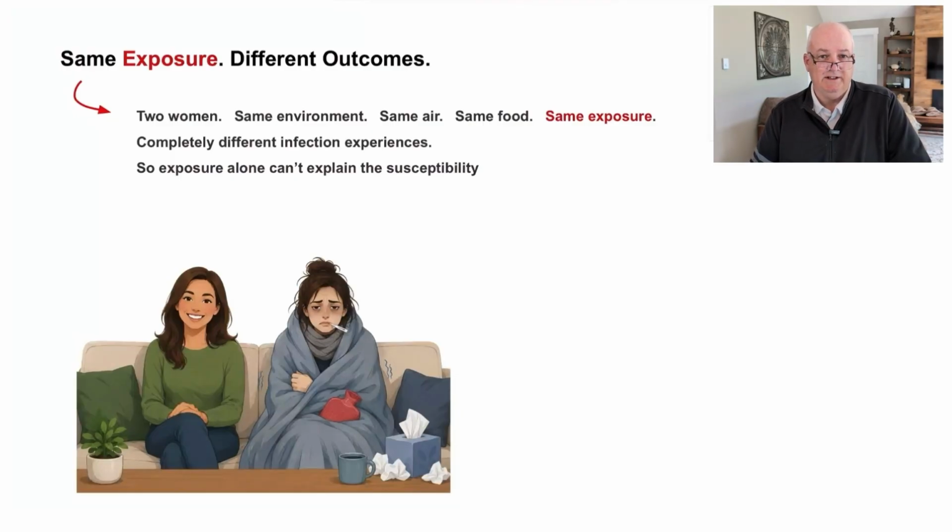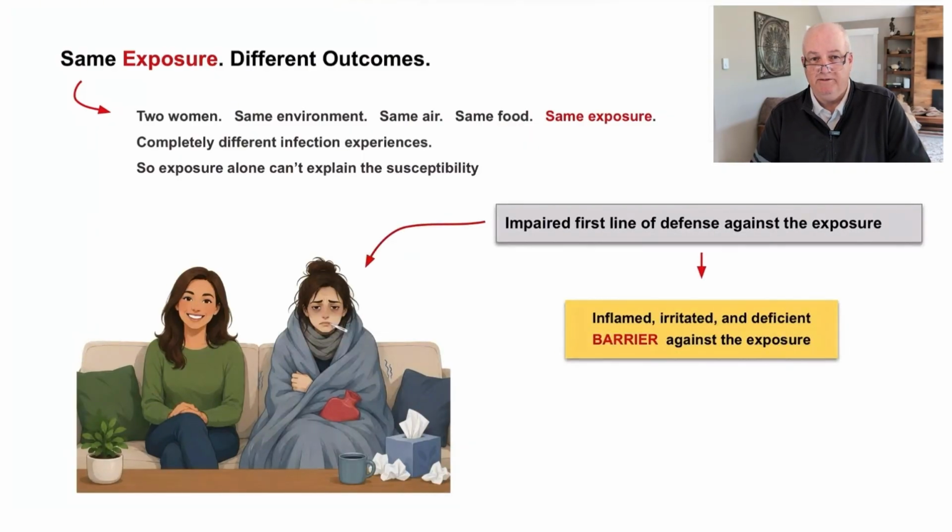Well, in some of these cases, the exposure is not the real problem. It's just the straw that broke the camel's back. One reason that second woman may have the increased infection rate is her immune defenses to that exposure are weakened. She may have an inflamed, irritated, and deficient barrier against that pathogen. It creates an open door in her that the first lady doesn't have. So we're going to talk about that barrier next.